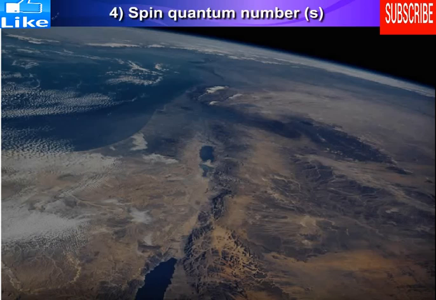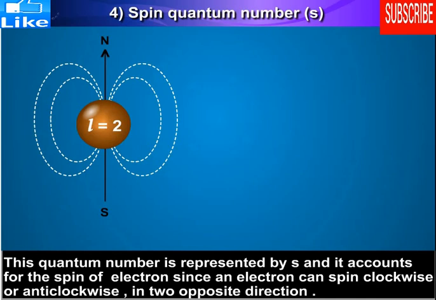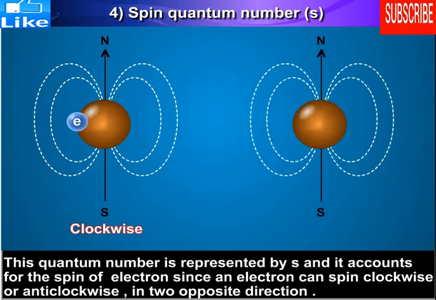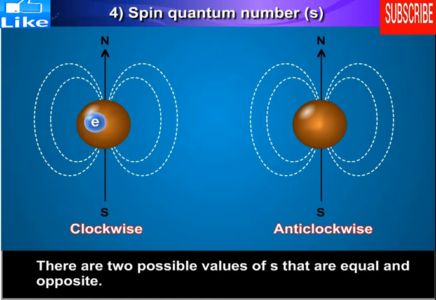Spin quantum number, s. This quantum number is represented by s, and it accounts for the spin of electron. Since an electron can spin clockwise or anti-clockwise, in 2 opposite directions, there are 2 possible values of s that are equal and opposite.